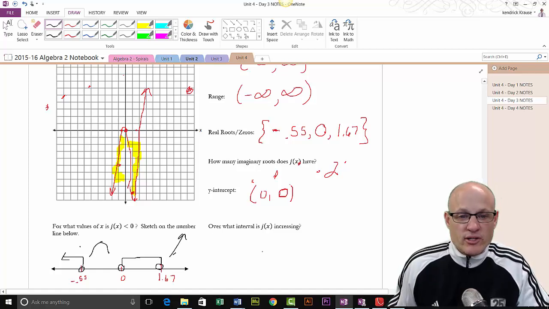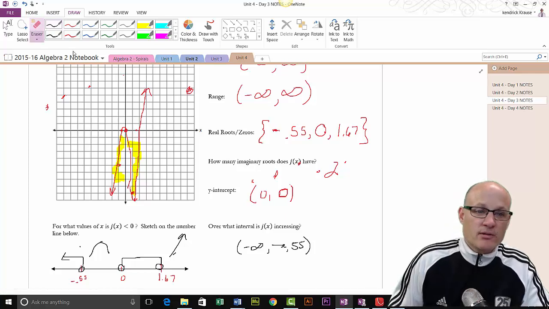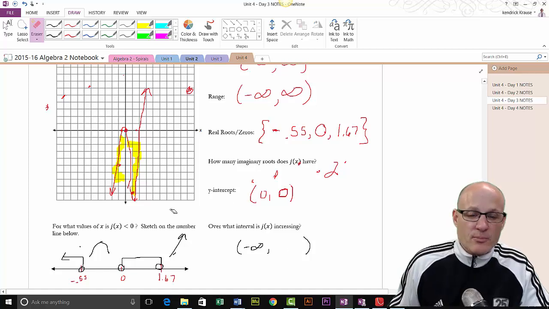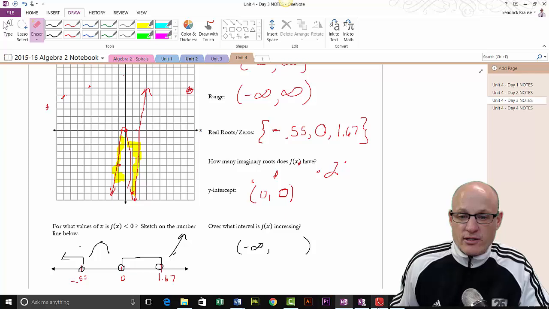All right, over what intervals is it increasing? Well, it's increasing from negative infinity to negative 0.55. No, not negative 0.55. I apologize. Let me get rid of that. Okay, we got to figure out where this hump is here. I don't know if we figured that out yet. Did we figure that out?